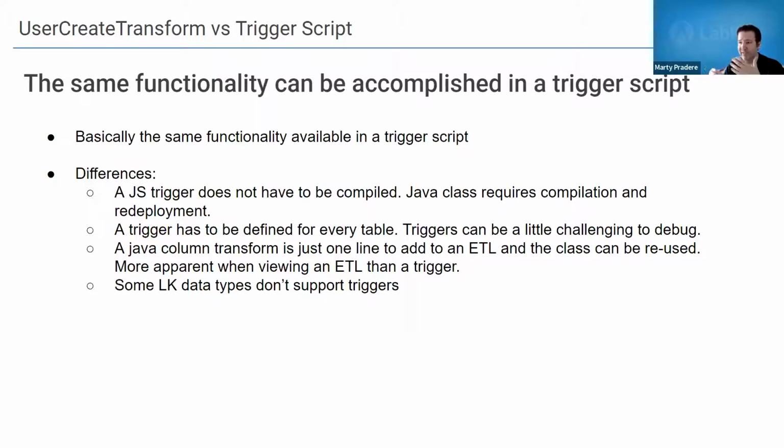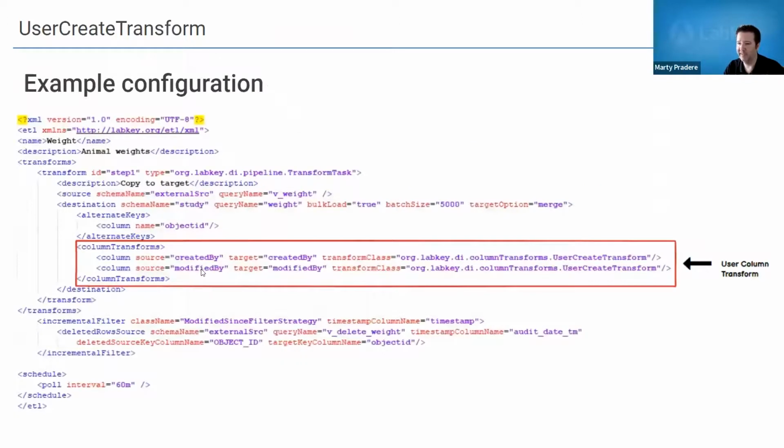However, with triggers, you have to define triggers for every table that you want that trigger to act on. And triggers can be a little challenging to debug. Generally they're written in server-side JavaScript, and so you can't really put breakpoints in there. You have to do console log messages, so a little challenging. Whereas with a Java column transform, once you've created your Java class, it's a one-liner in the ETL, and you can add it to as many columns as you want. So maybe a little bit easier to add.